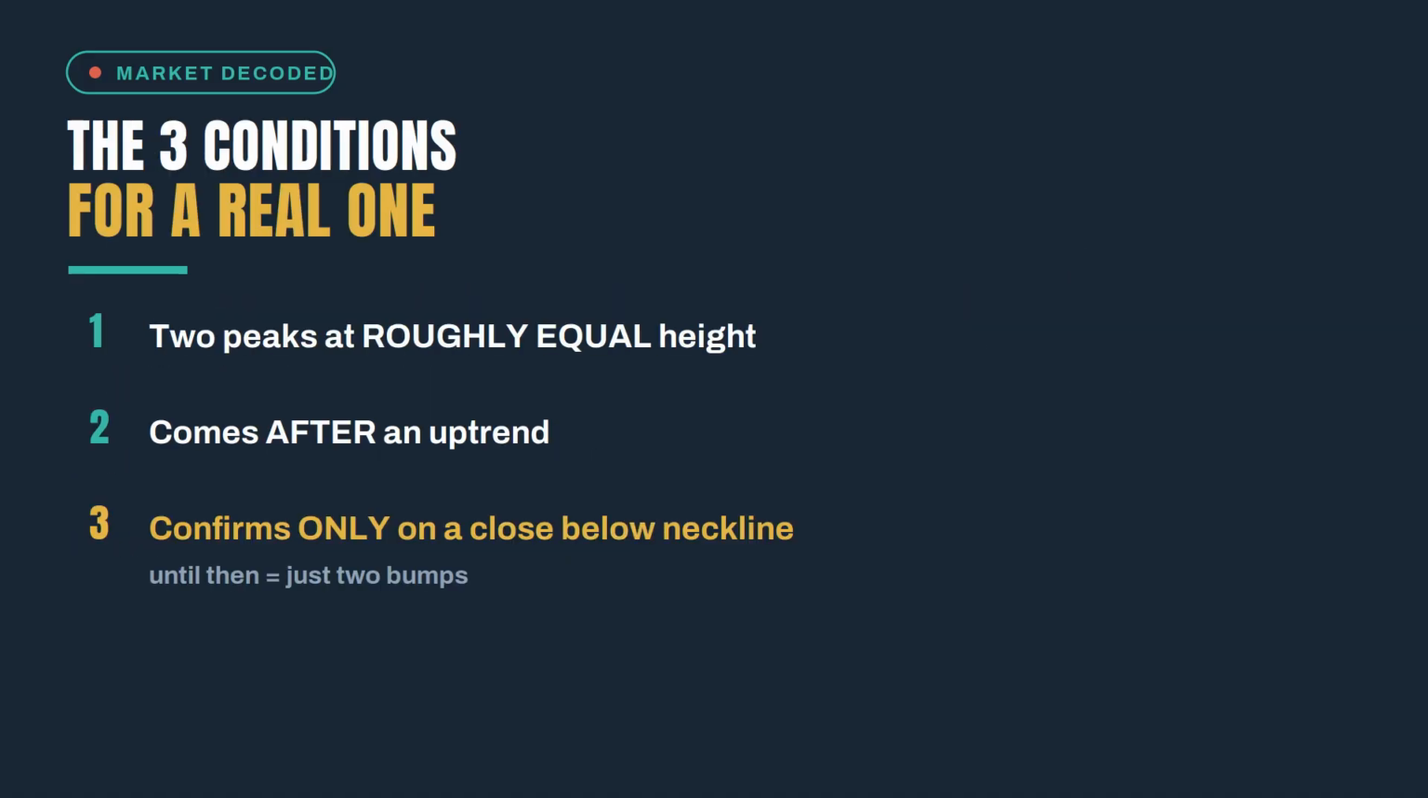So here is your test. For a genuine double top, you need three things. 1. Two peaks at roughly equal height, not one far higher than the other. 2. It must come after an uptrend, because it is a reversal pattern. It has to reverse something. And 3, the big one, it is not confirmed until price breaks and closes below the neckline. Until that break happens, you do not have a double top. You have two bumps on a chart.